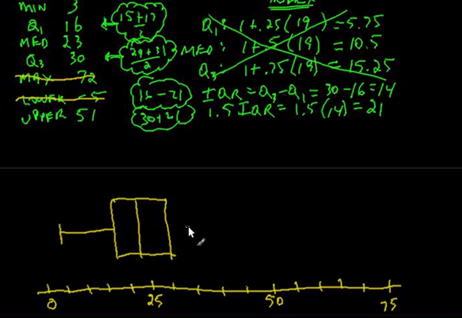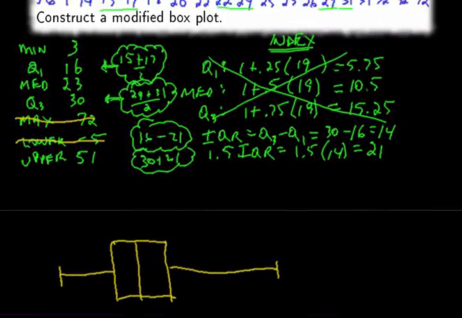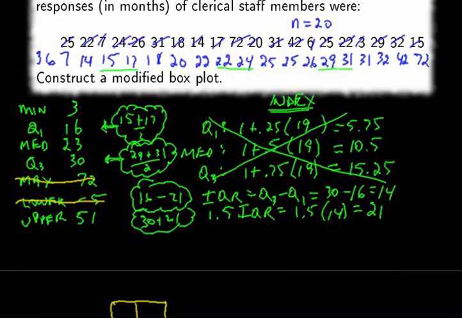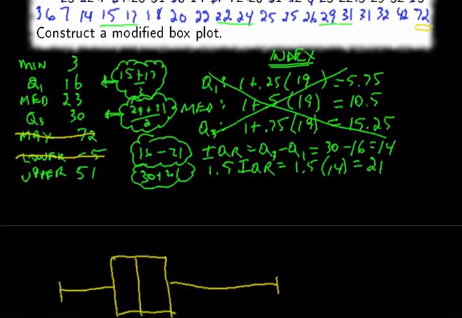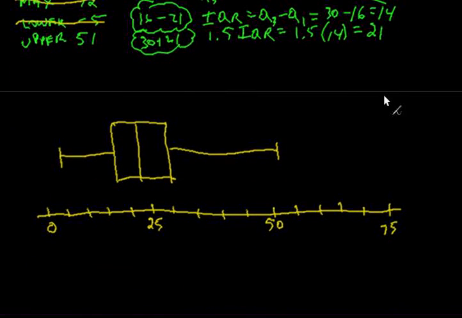And now we work on the right-hand whisker. Again, we're going to use the upper fence instead of the maximum for the right side because we have data that land outside the fences. So anything greater than 51 will be plotted as an X or an asterisk. If we go back to the data, the only number that's greater than 51 is this one. So we're going to have one mark on our box plot out at 72. So here it is. We mark 72. That's a potential outlier.